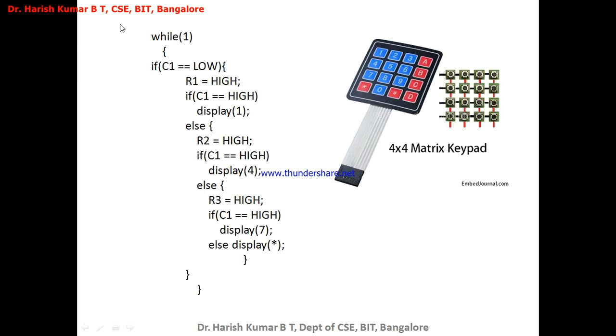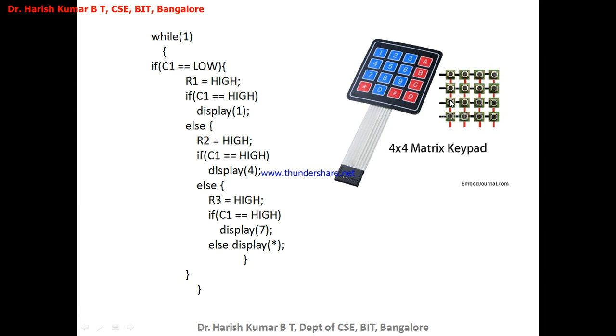Now this while loop will be running forever and it will be checking on every iteration whether I've pressed anything in column 1, column 2, column 3 and column 4. Now let me assume I press something here. I press this button. Okay. Now which column is this? Column 1. Now C1 is equal to low.